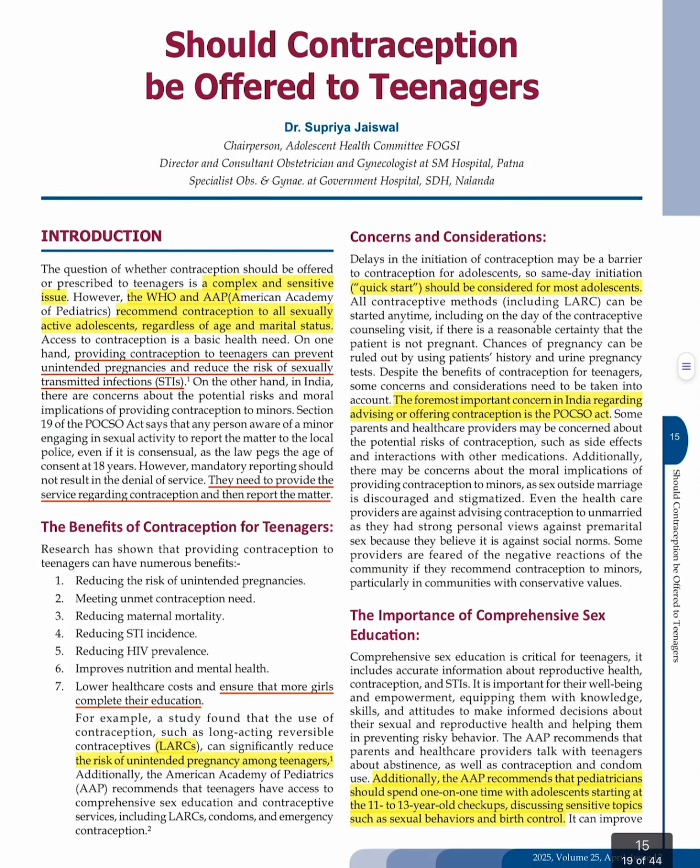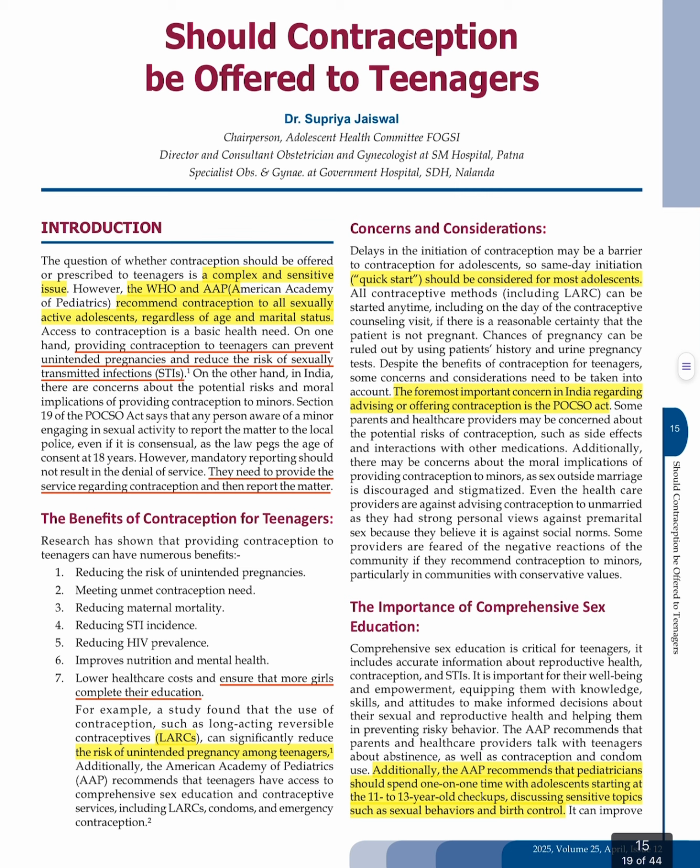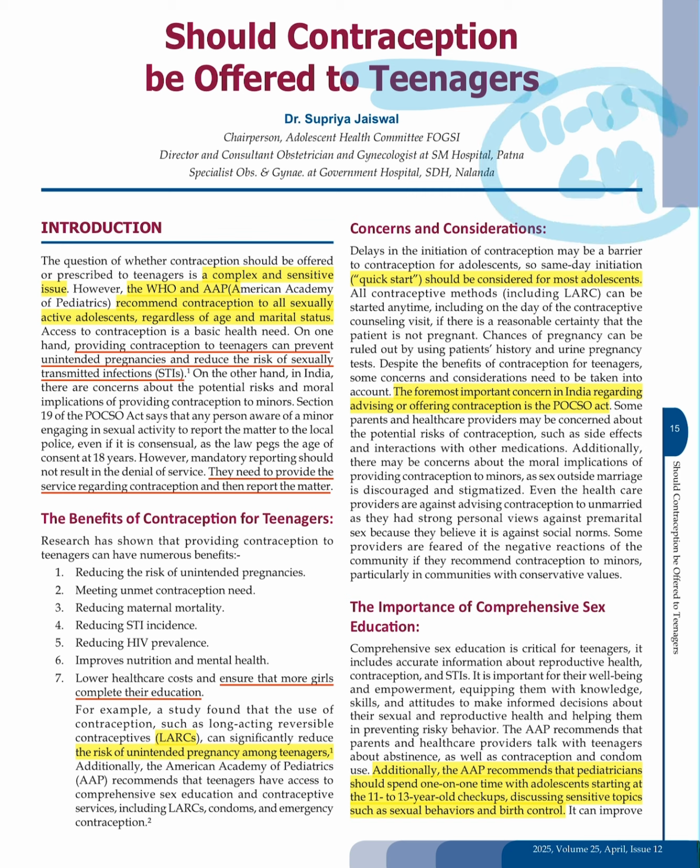Now we'll learn about whether contraception should be offered to teenagers or not. See, teenagers are people under 19 years of age. So those aged 11 to 13 and under 19 are teenagers. So you can give contraception. Even WHO and the American Academy of Pediatrics say to give contraception to adolescents who are sexually active, irrespective of their age, irrespective of marital status, because contraception can prevent unintended pregnancies, and they can prevent STIs and all.